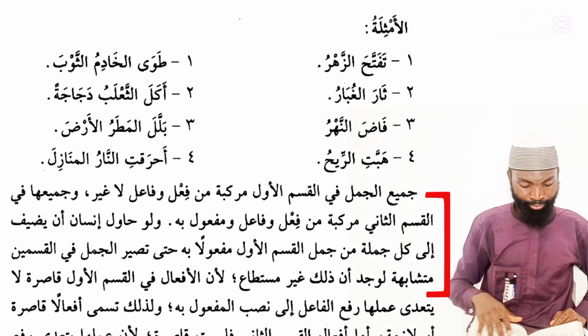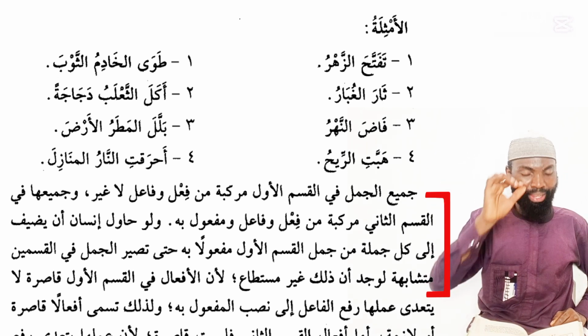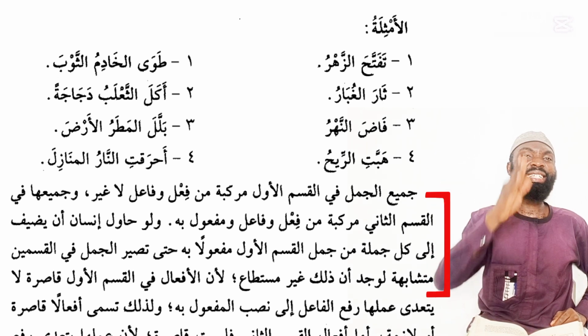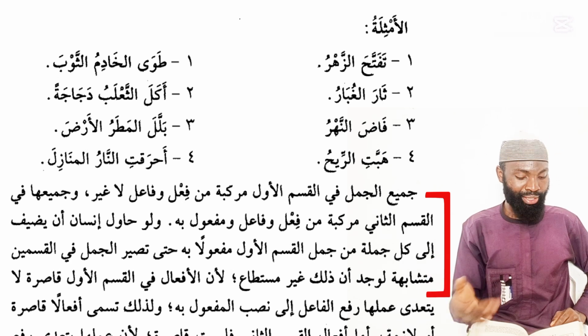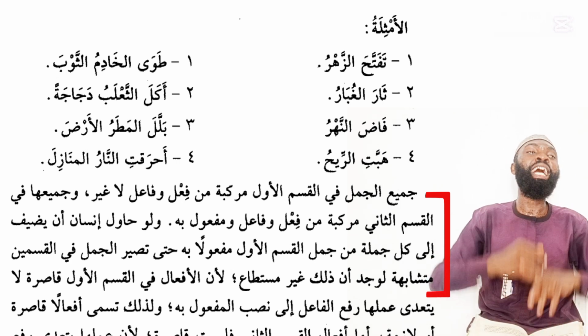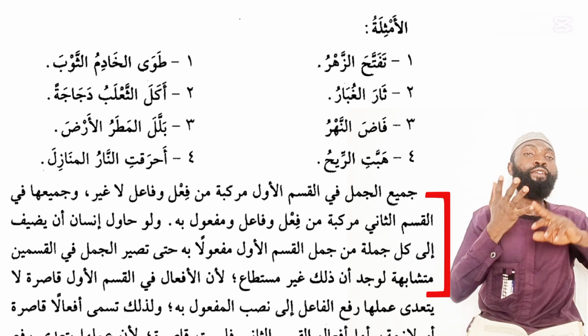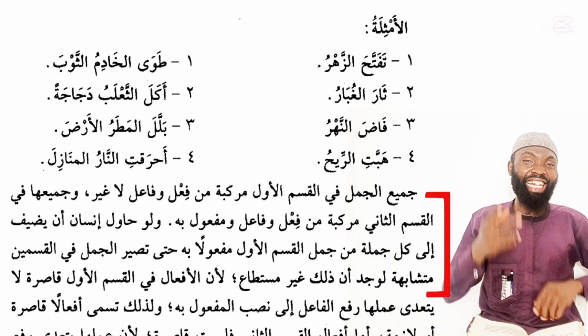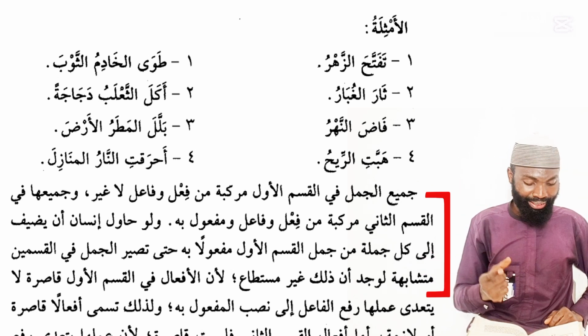Just verb and subject are what the sentences are made of, no other. And all of the sentences in the second section of the examples are murakkabatun min fi'lin wa fa'ilin wa maf'ulun bihi. They are all made up of a verb, a subject and an object.